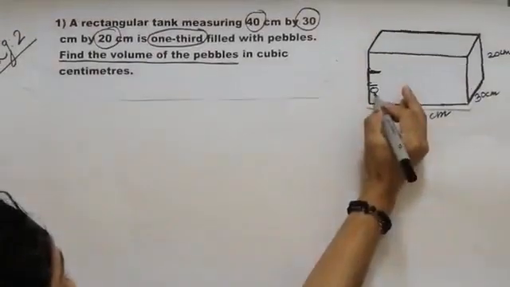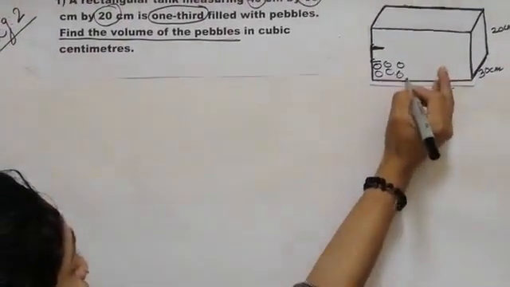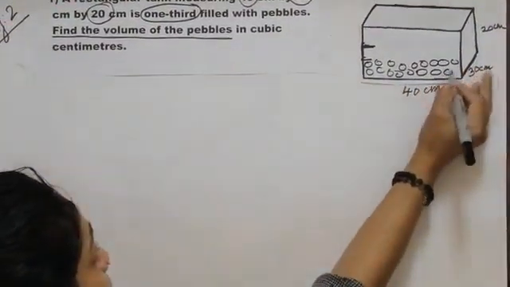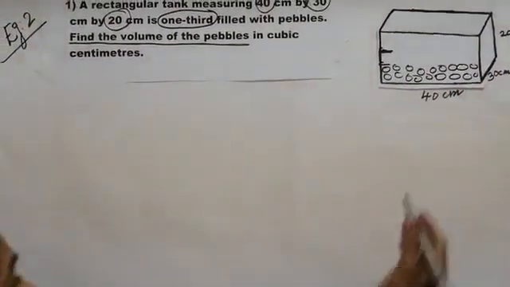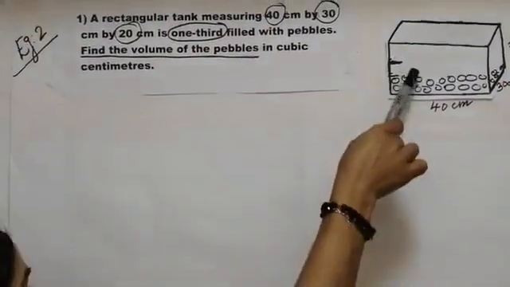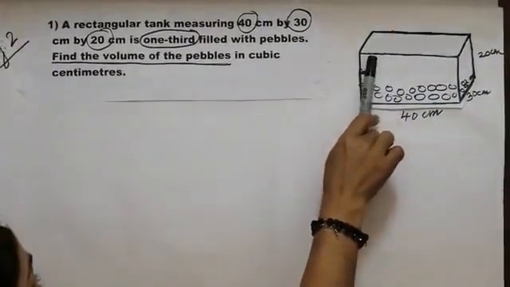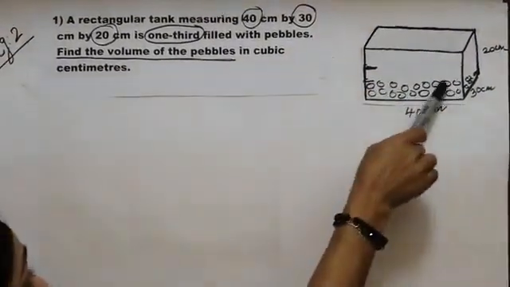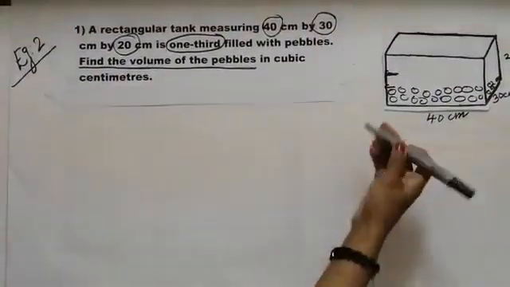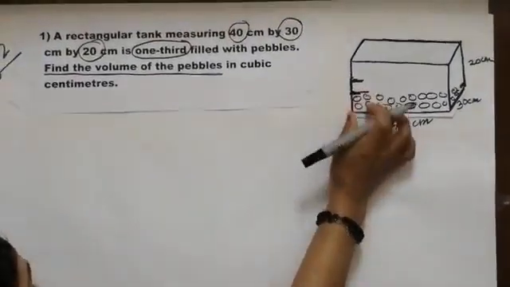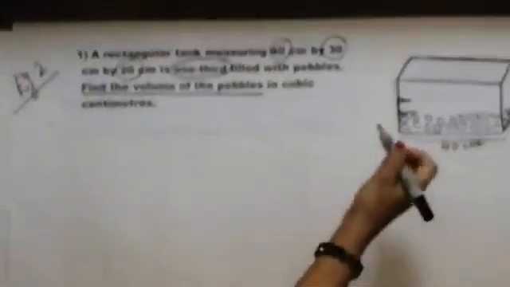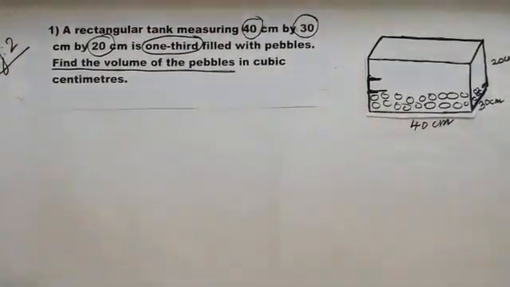So we can fill the pebbles here like this. This much. One-third is filled with pebbles. That means this rectangular tank is not fully filled with pebbles. Only 1/3 is filled with pebbles. So we want to find out the volume of the pebbles only. Up to here, what is the volume? This much only we want to find out. So to find out that one, first we have to find out the volume of this rectangular tank.